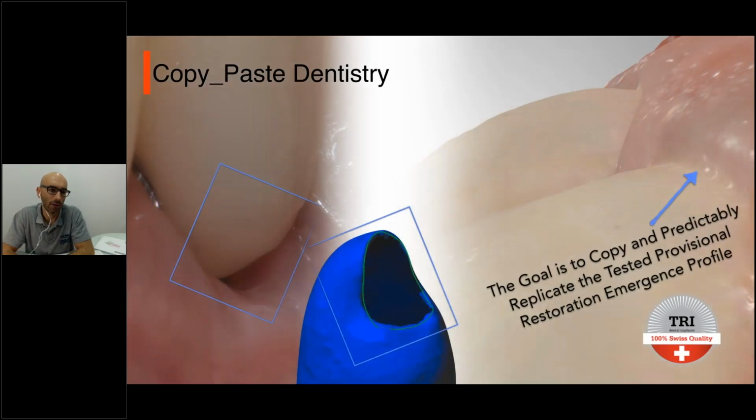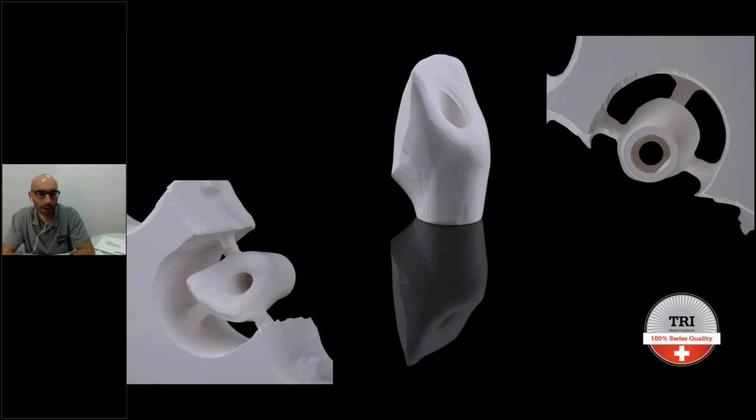So the goal of this copy and paste dentistry is to copy and predictably replicate the provisional that was tested in the mounted patient, so approved by the patient, and especially the emergence profile. If you have created a good, healthy condition of the gingiva, you need to replicate exactly the same shape on the final restoration. Then we move on to the CAM machine, the milling machine. So we realize this screwed crown in zirconia.